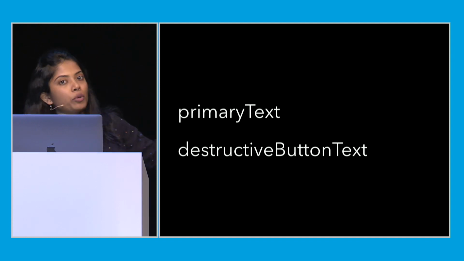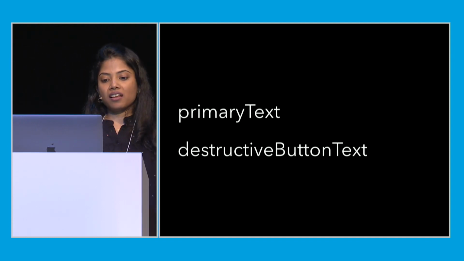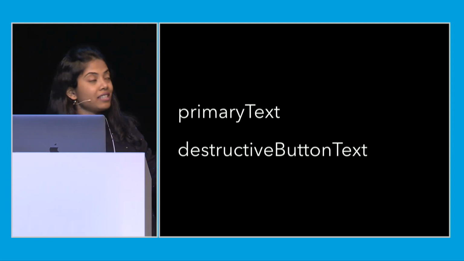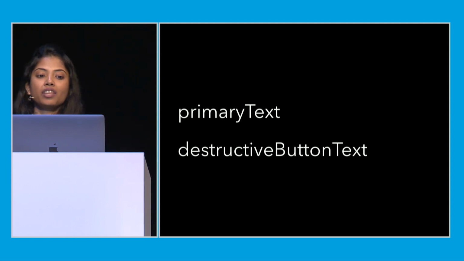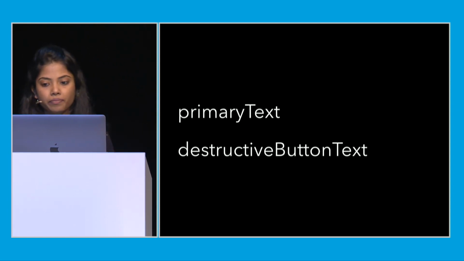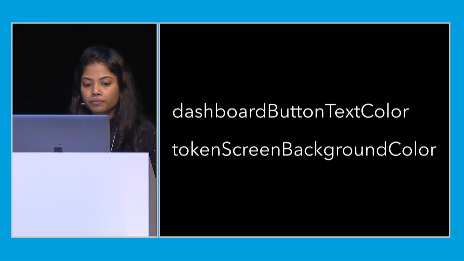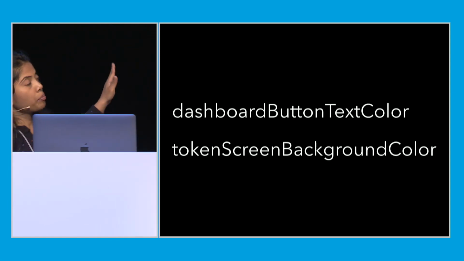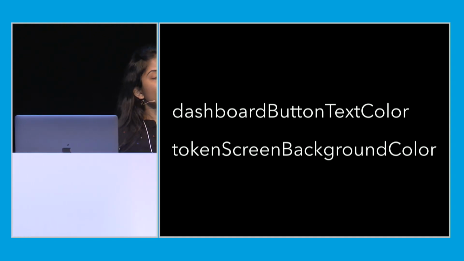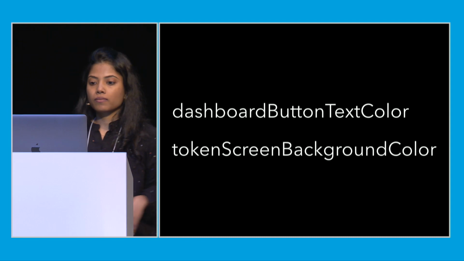Now, this is an example of semantic colors. These colors do add a meaning to the underlying colors. In this case, they indicate the primary text color and destructive button text color, respectively. Now, this is another example of semantic colors, but probably I went too far in naming them. Now, this is like too specific.